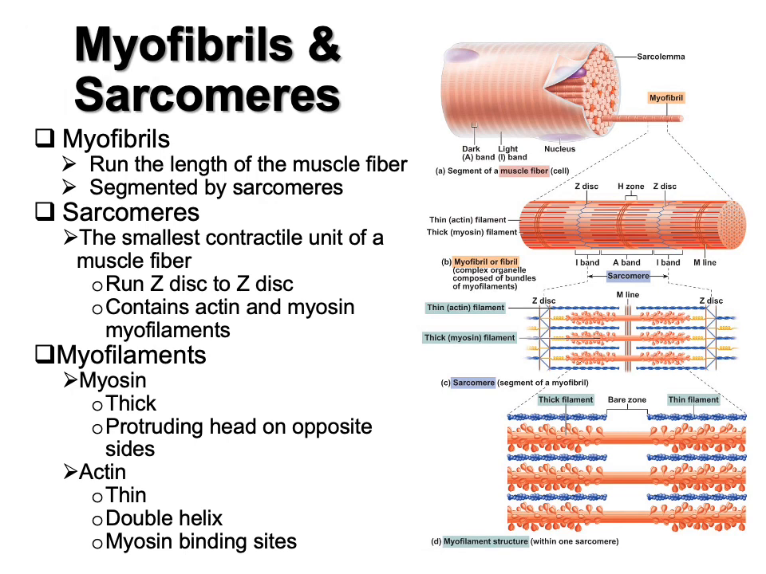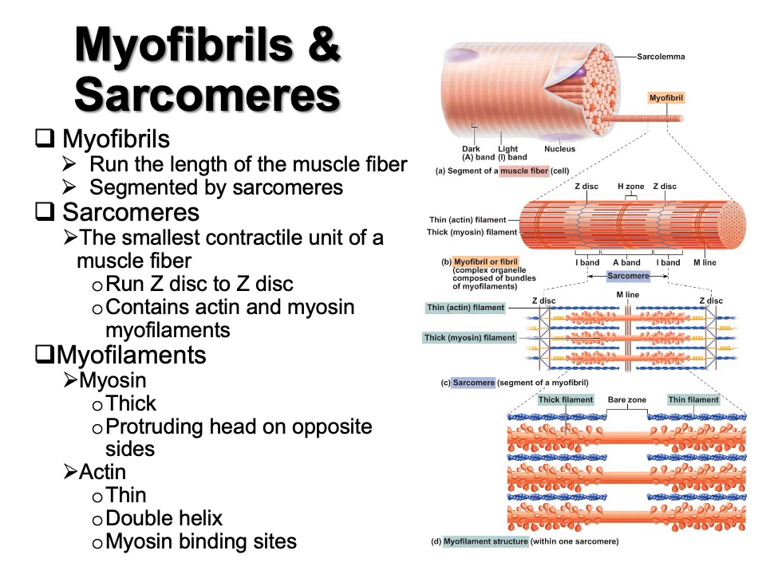Myofibrils and sarcomeres. Myofibrils are proteins that run the entire length of the muscle fiber, and they are segmented by some structural units called sarcomeres. The sarcomere itself is the smallest contractile unit of a muscle fiber, and its length runs from Z line to Z line, as you can see in the diagram on the right.